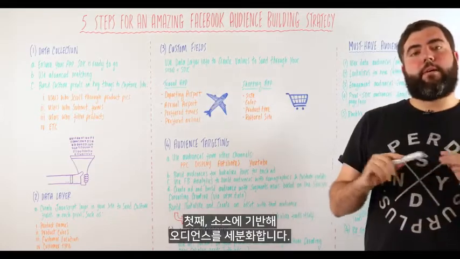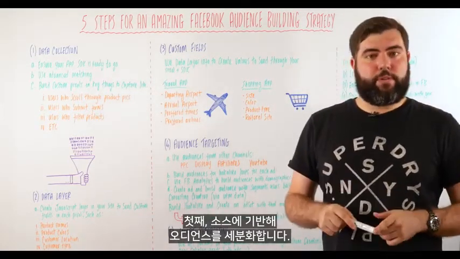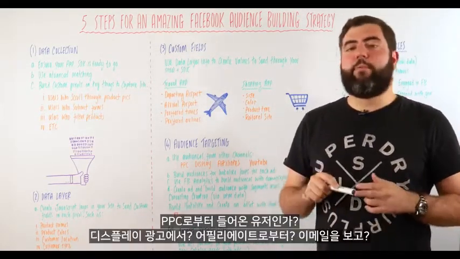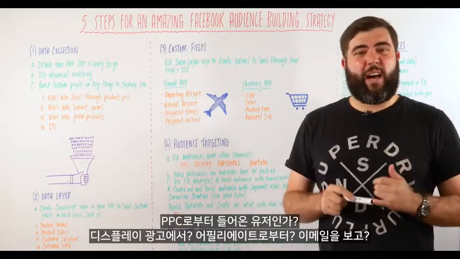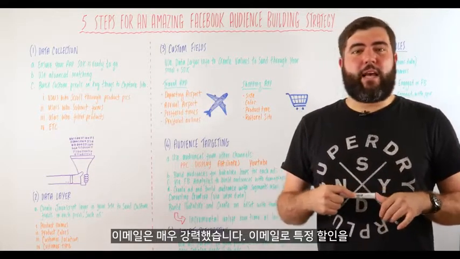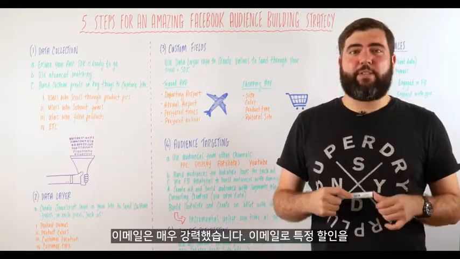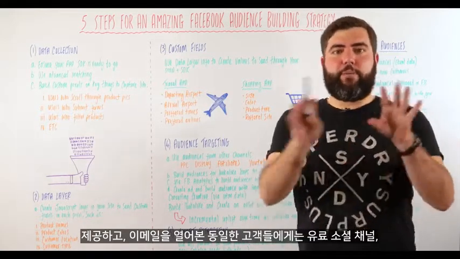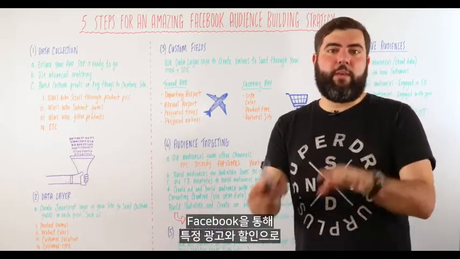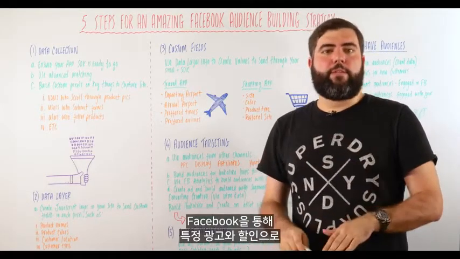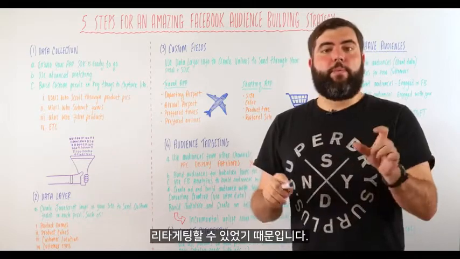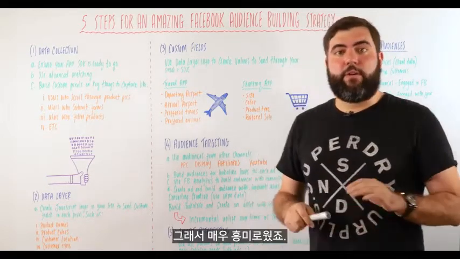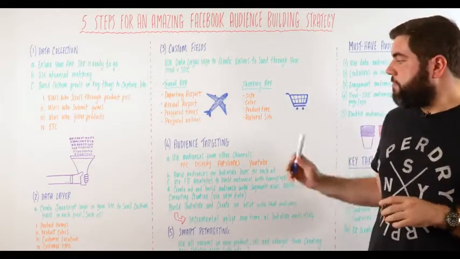First one, segment your audiences based on the source. Which channel do they come from? Do they come from PPC? Do they come from display, affiliates, email? This last has been very powerful for us because we've been able to place specific discounts on an email and then retarget those same customers that open the email through paid social, Facebook, with specific ads and discounts. So that's been very interesting for us.